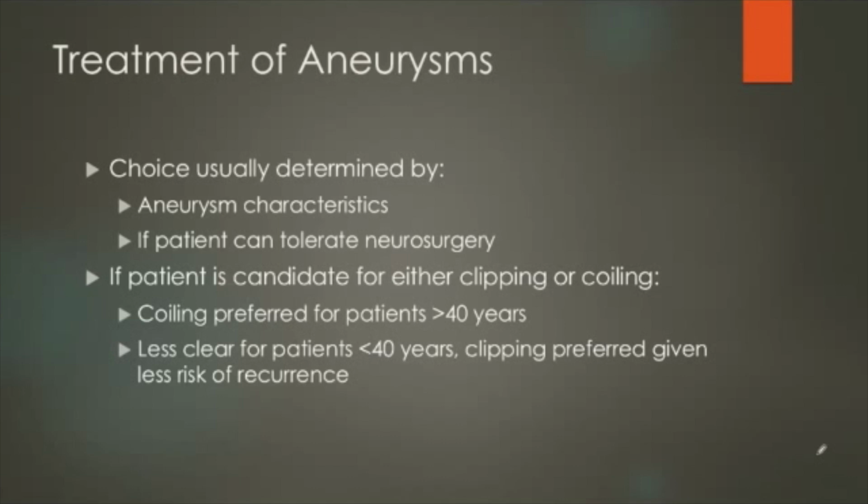The choice between coiling or clipping is normally decided by characteristics of the aneurysm, such as if the neck of the aneurysm is amenable for coiling, if the location of the aneurysm is such a place that the neurosurgeon is able to reach it for clipping, and if the patient can tolerate neurosurgery. There is some evidence now that subarachnoid hemorrhage may mean that the brain is more irritable and thus is less able to be safely treated by surgery, and thus coiling may be preferred.